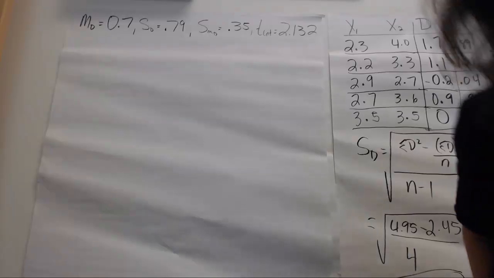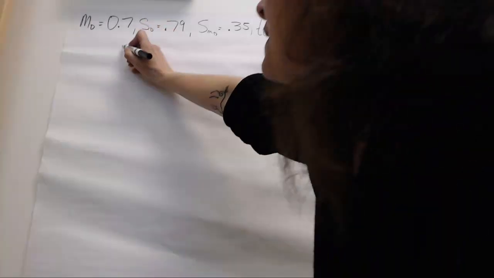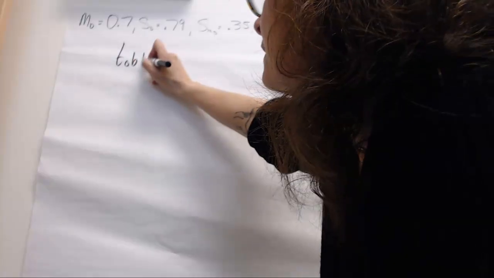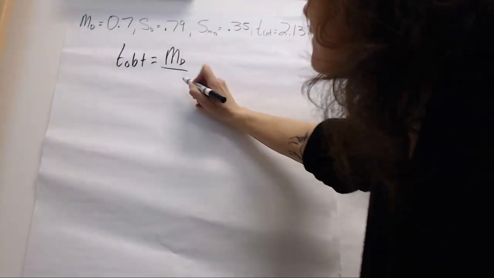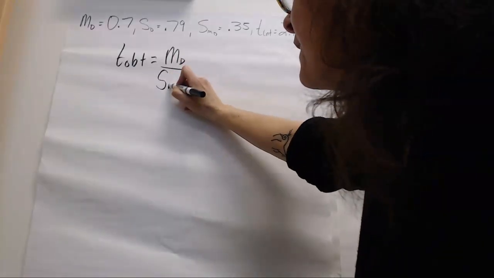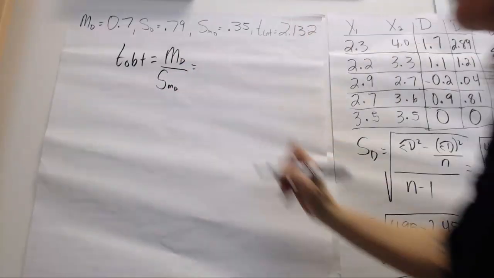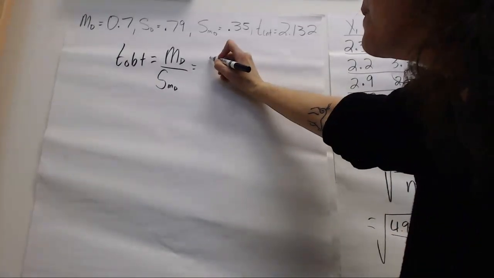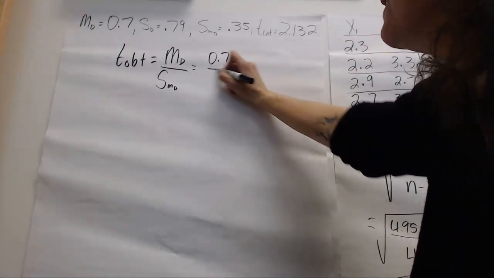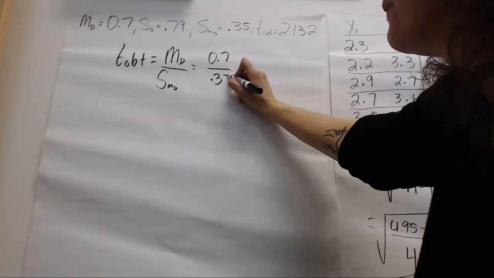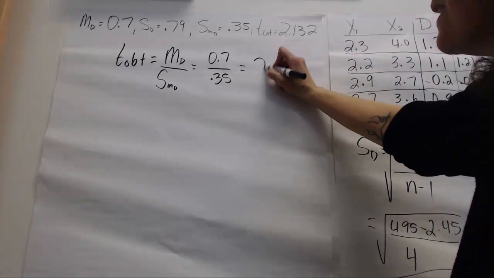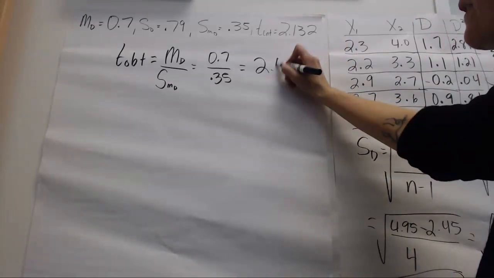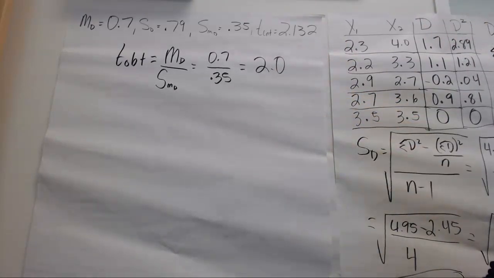So we have everything that we need now to calculate our t obtained. So t obtained is equal to the mean of the difference divided by the standard error of the mean of the difference, right? And so that's going to be 0.7 divided by 0.35, and this is actually fairly simple math. It's going to give us a value of 2.0.